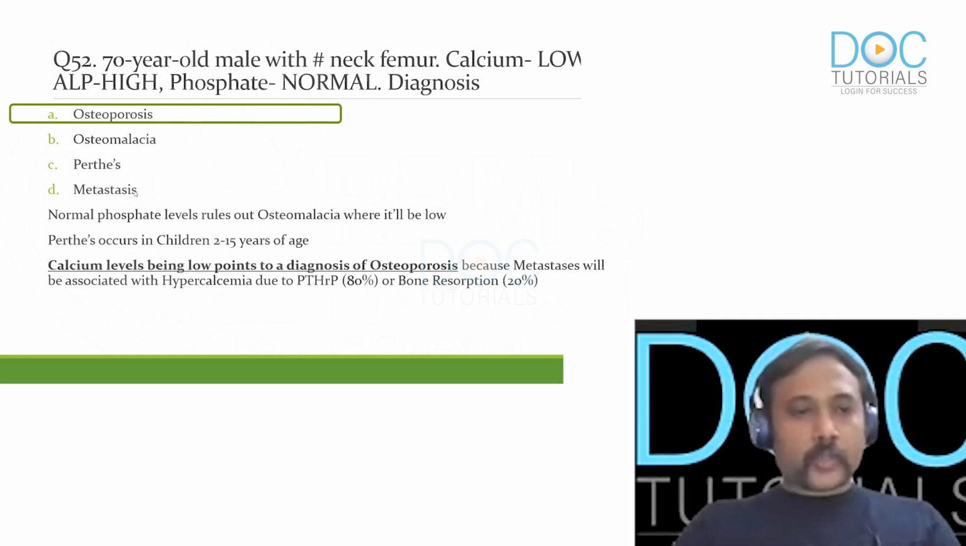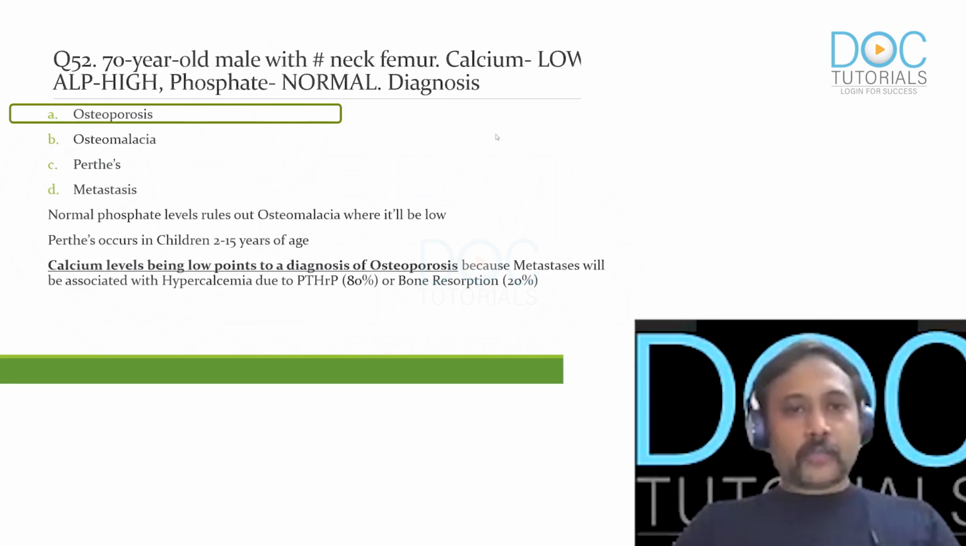The secondary answer could also be a metastasis, because as someone already pointed out, in your osteoporosis, more often than not, you will find that the calcium is going to be normal or low. Both are possible in that. In metastasis, again, you can have a low calcium or a normal calcium, or you can have high calcium.